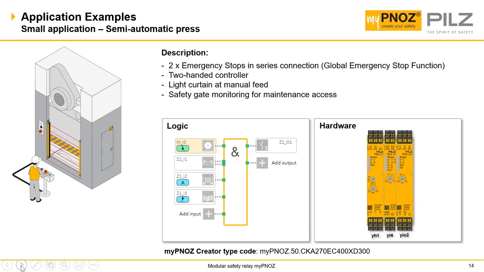As before, we select the required inputs, output, and the start types. The logic is produced as per the selected requirements, and again, it will generate the hardware requirement and the unique type code number.